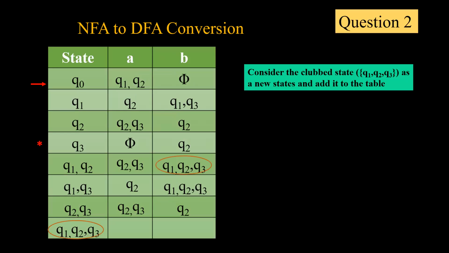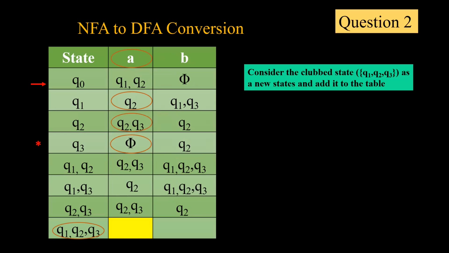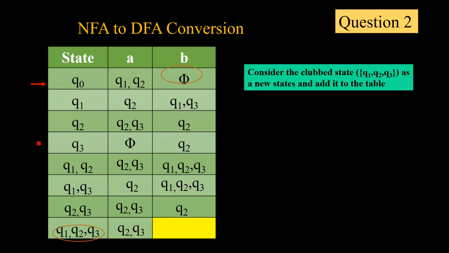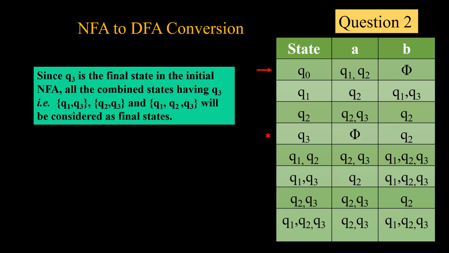And now we will try to identify the entries corresponding to Q1, Q2, Q3 on A and B. Q1, Q2, Q3 on A gives us Q2 union Q2, Q3, which is Q2, Q3. Q1, Q2, Q3 on B gives us Q1, Q2, Q3. So after doing this, we find that now no new state is generated. That means we have ultimately achieved the DFA table and now we can draw it.